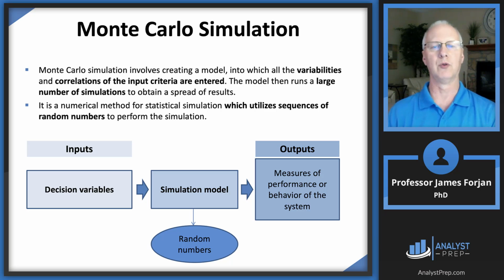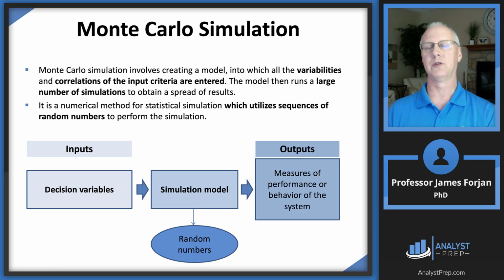I mean, this is really kind of a cool thing because what it does is it accesses computer power to try to make predictions of what's going to happen sometime in the future. And so notice the definition that I have there. It involves creating a model into which all of the variabilities and correlations of the input criteria are entered. So we spent lots of good time talking about variances and covariances over the last couple of chapters. What we're going to do is use those as inputs, and then we're going to simulate the process over a large number of outcomes to obtain a spread of results.